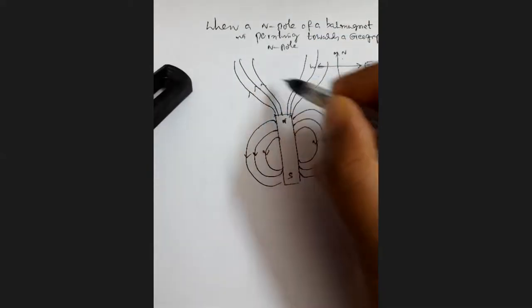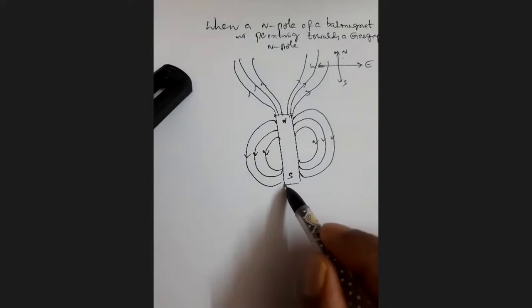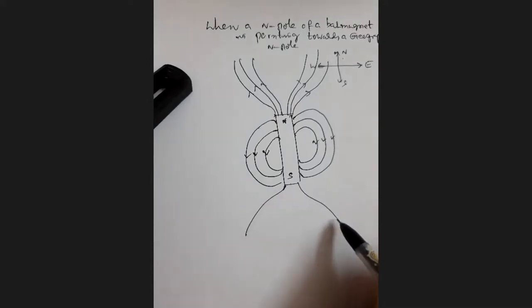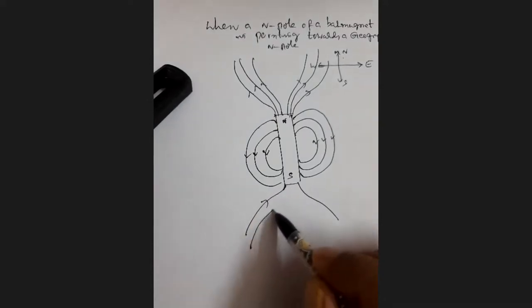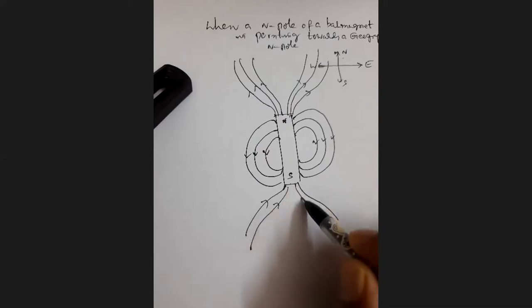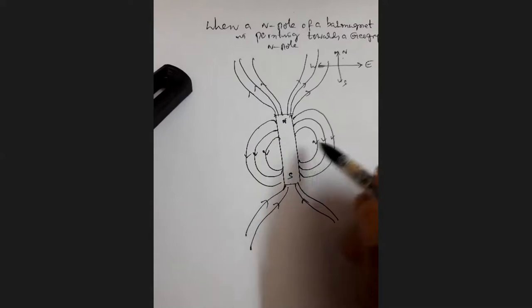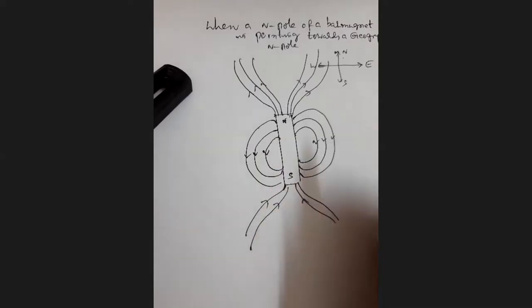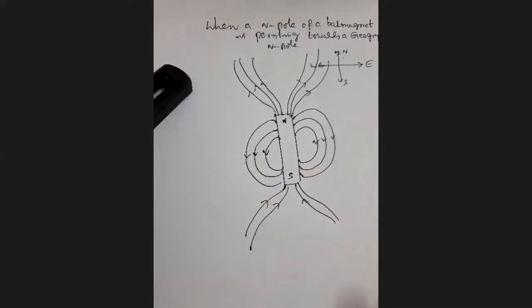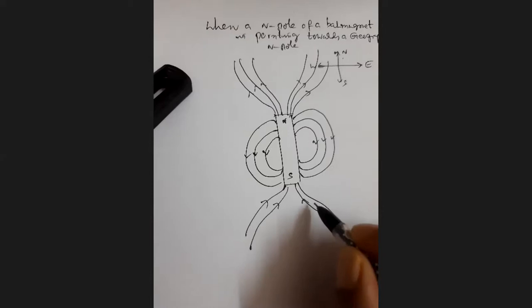From the North Pole, always the lines of force will emit. At the South Pole, they reach the South Pole. Of course, these are closed curves inside the magnet. They move from south to north. You should remember that magnetic lines of force are always closed curves, but electric lines of force are open curves.